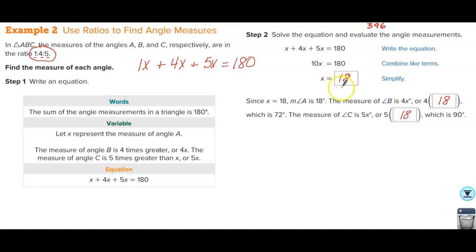All right, so make sure that you go back and substitute x in each of these to be able to solve for the measure of the angles. Okay.